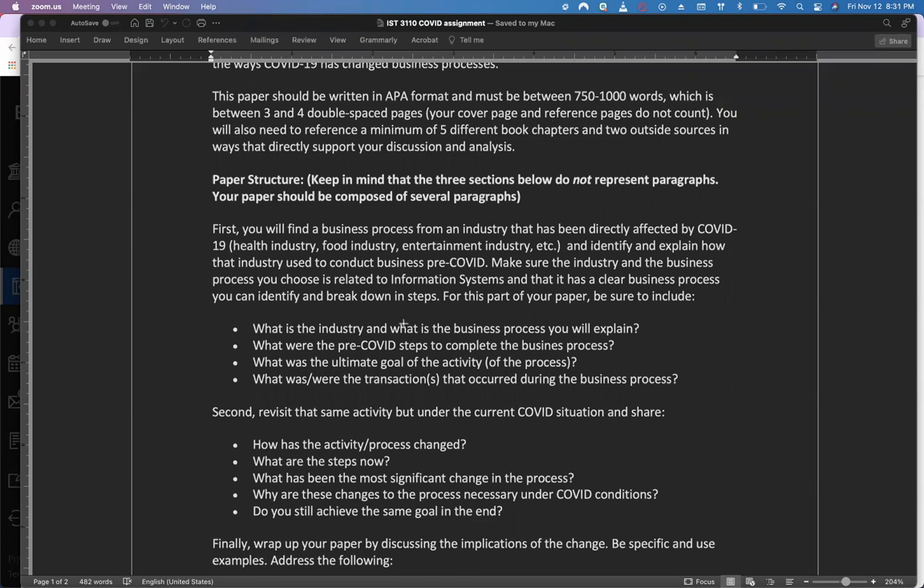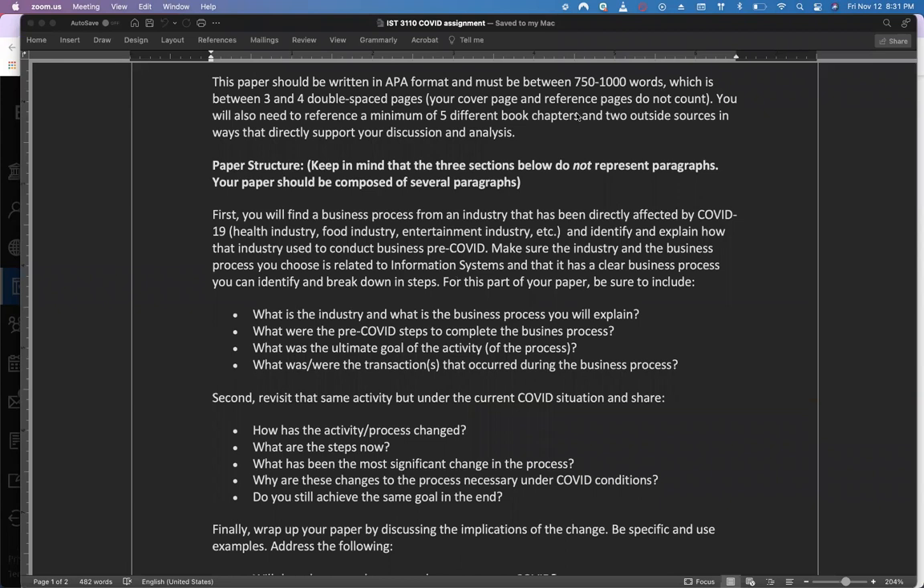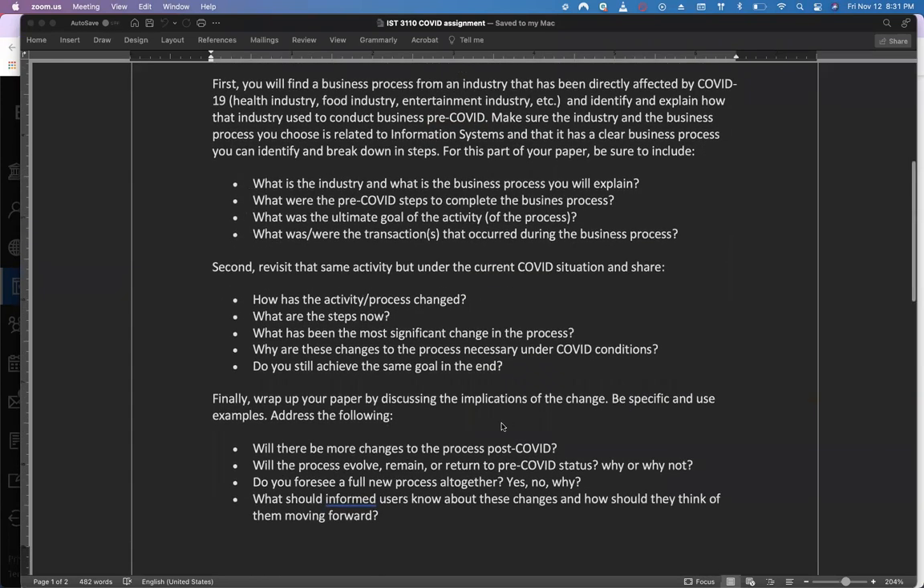And so the sections are, the first one is going to be the business process pre-COVID. The next one is going to be current COVID, right? And if you don't think that we're currently in COVID, which we kind of are not, we're in a modified COVID, it's okay. Think about how that pre-COVID process was and how it was during COVID. The last part is going to be the post-COVID.